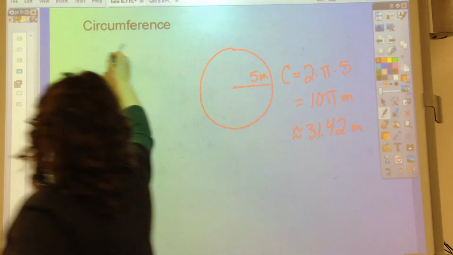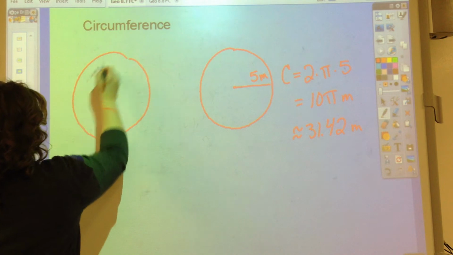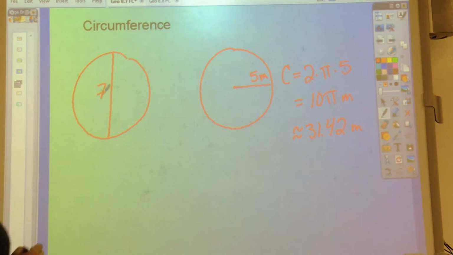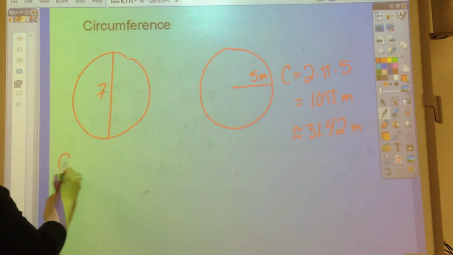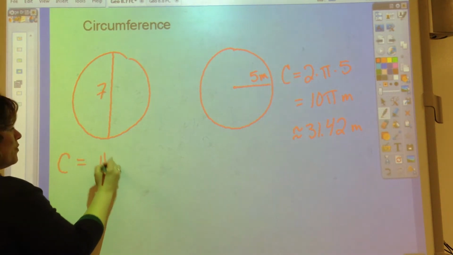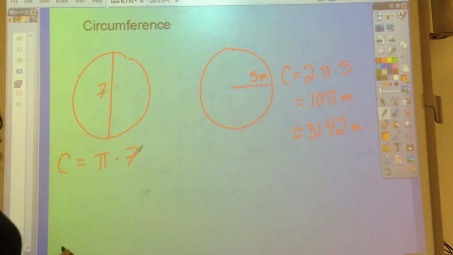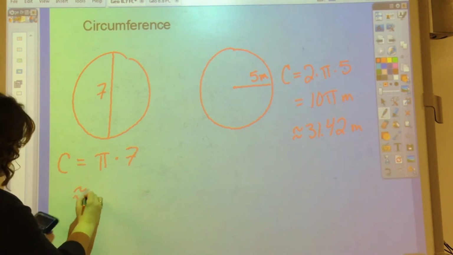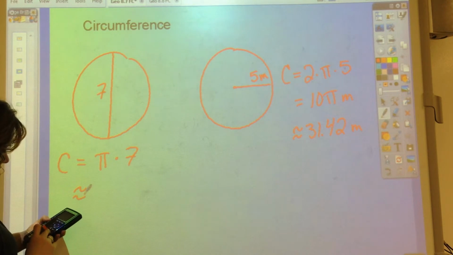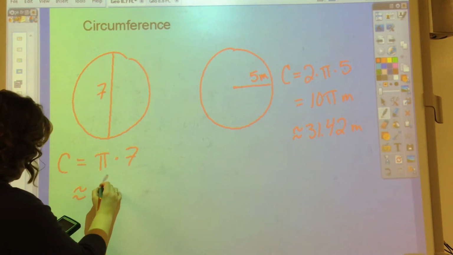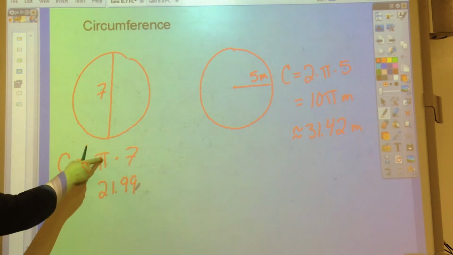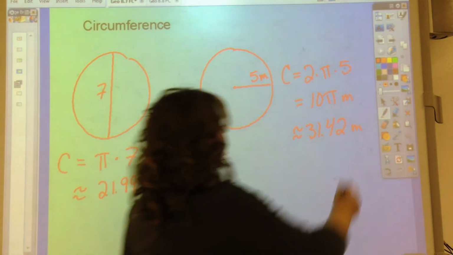If you know a circle and you are told your diameter, now your circumference would simply be pi times the diameter, which is 7. This would be your exact solution. On your calculator, your approximate solution would be 21.99. Does everybody see the difference between exact and approximate? All right, let's move on.